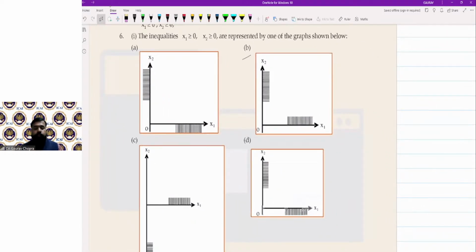Now the next one, sixth. Question number 6, you can try. X1 greater than 0, X2 greater than 0. So when both are greater than 0, then we have done which quadrant will be the required area. The required area will be in first quadrant. So option number B will be correct.